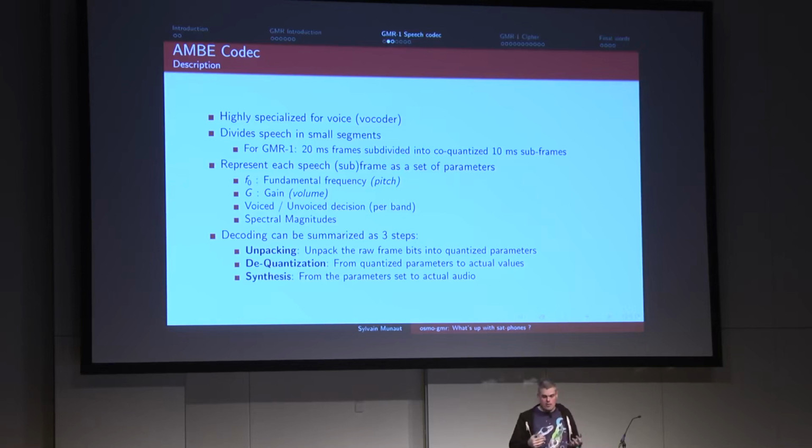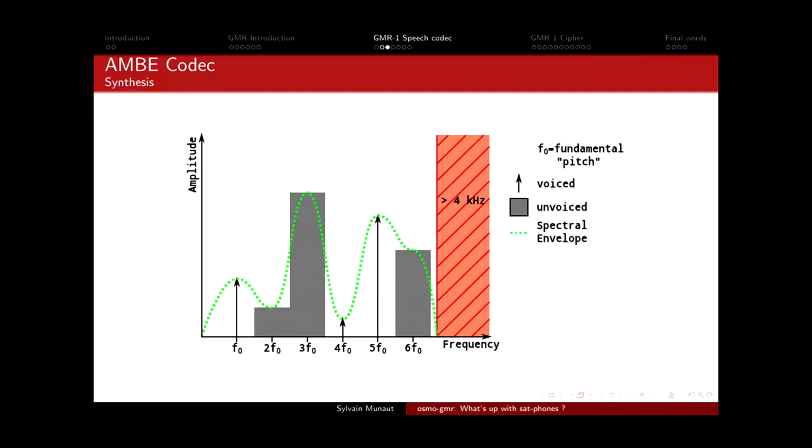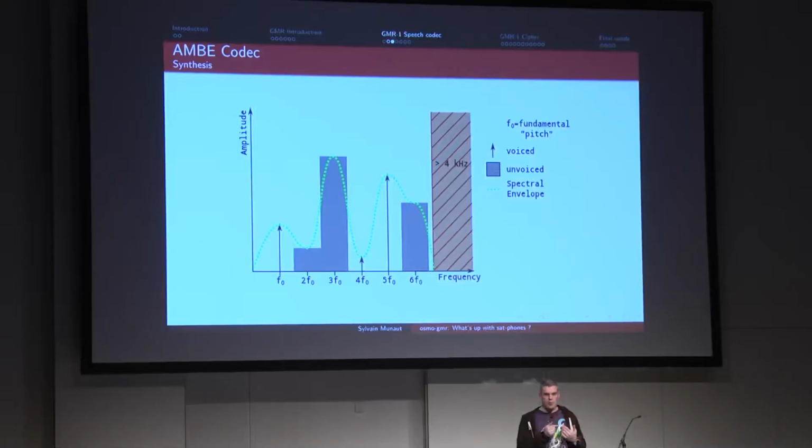And synthesis is taking those parameters and reconstructing actual audio that sounds like the original voice. To do a quick overview of the synthesis step, for each possible harmonic, so F0, 2F0, 3F0, you have the voiced and unvoiced decision. What voiced means is that you're going to reconstruct that particular frequency as a pure sinusoidal tone, and if it's unvoiced, you're just going to fill that small band with noise, essentially. And with that, they can actually reconstruct human voice pretty well.